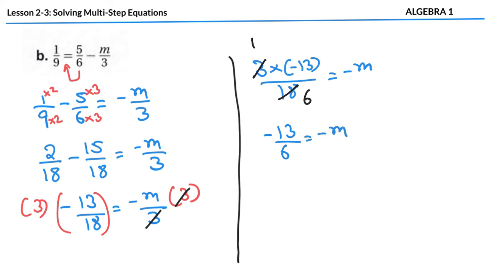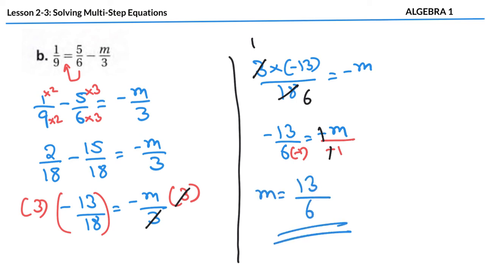I can divide both sides by negative 1 in order to get rid of the negative sign. So it's going to be m is equal to positive 13 over 6. This is the answer. So wonderful work. This is how you solve problems with fractions, with like terms, and you combine the like terms.